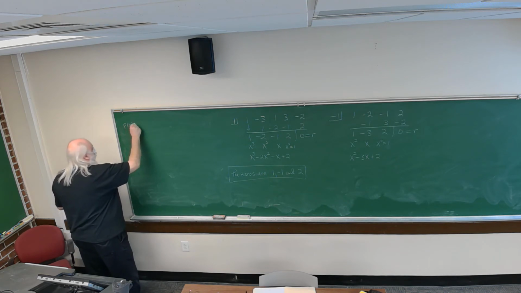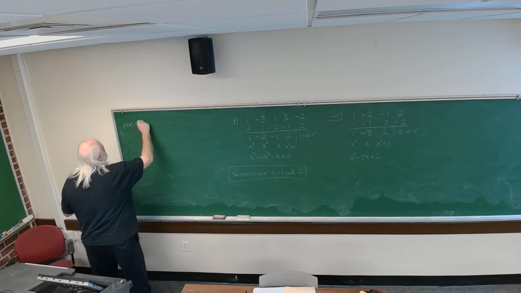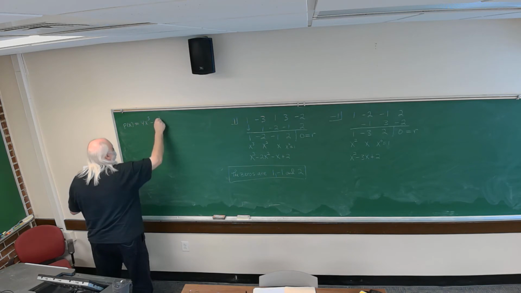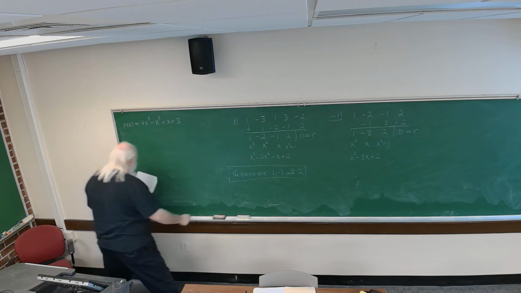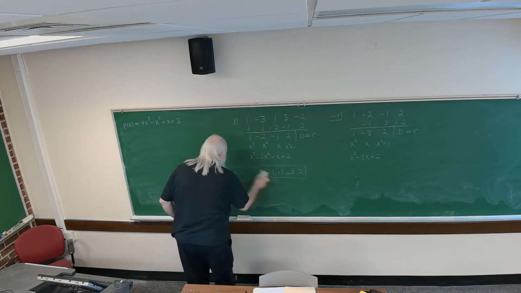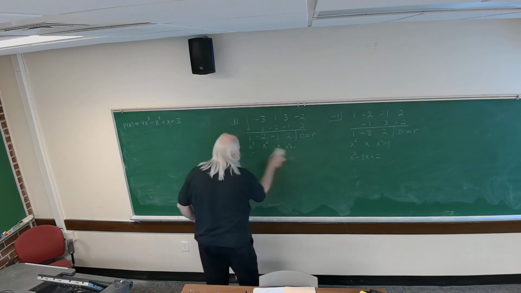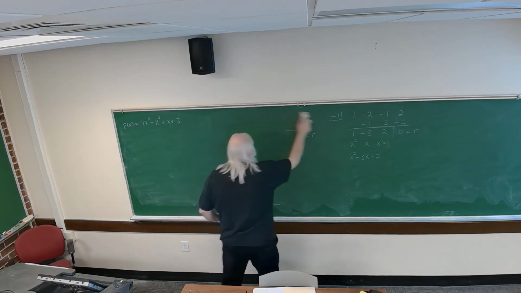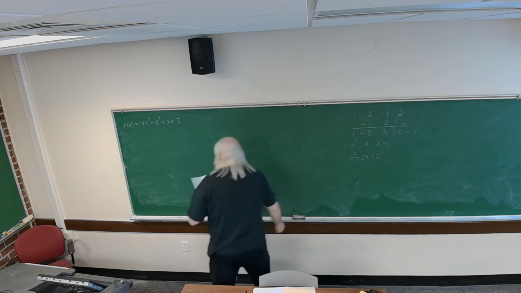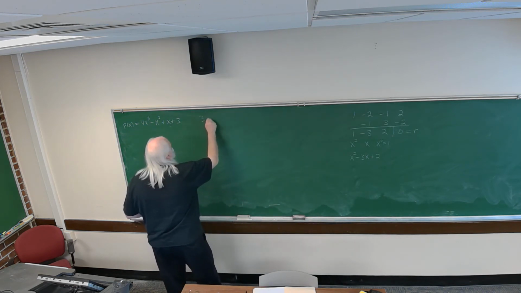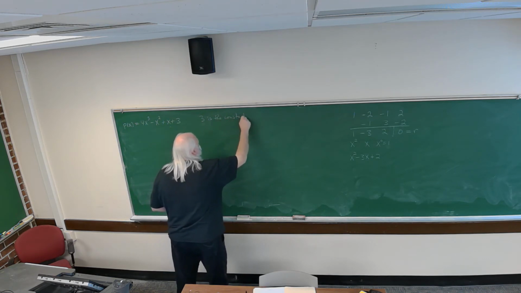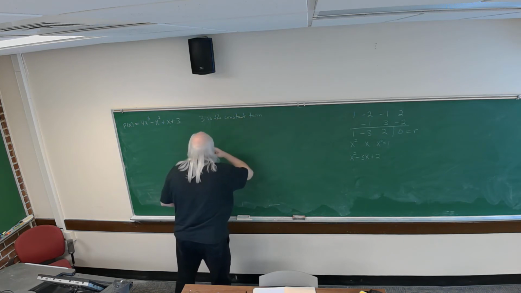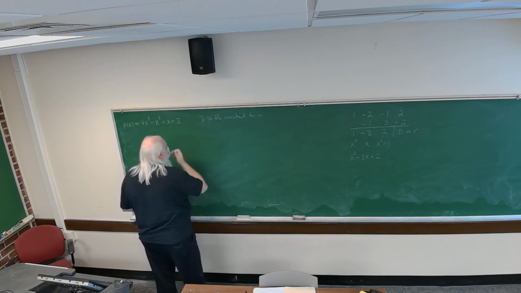So in the next problem, we've got P of x is equal to 4x cubed minus x squared plus x plus 3. So what's the constant term in this polynomial? Plus 3. What's the leading coefficient?